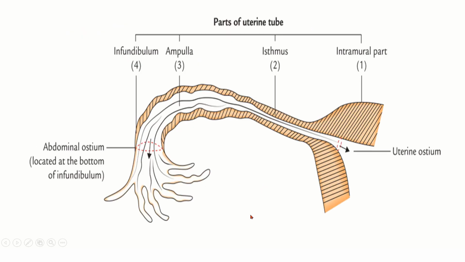You can see here, this is the intramural part, the uterine ostium, the intramural part continuing as the thick cord-like isthmus, then the most dilated part, the ampulla, and the last part, the infundibulum, at the bottom of which there is the abdominal ostium or the pelvic ostium, and you can also see the fimbria.